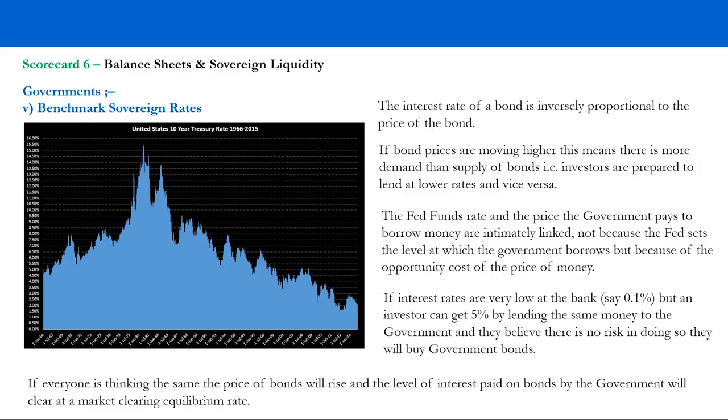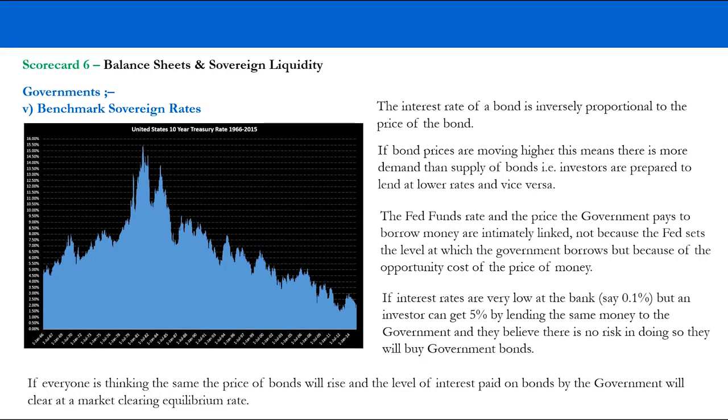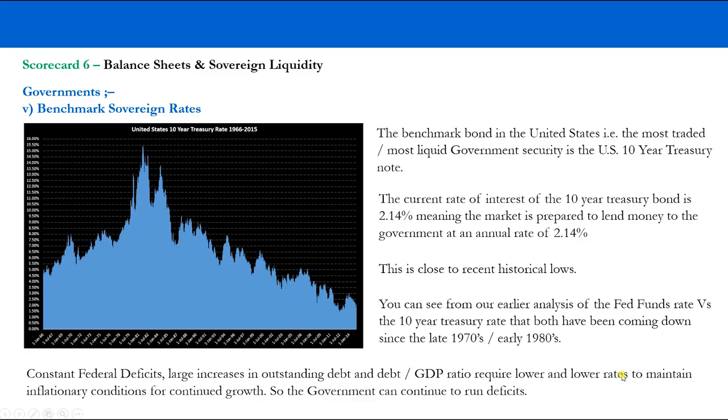So they go out and buy government bonds. Well, if everybody's thinking the same, the price of bonds will rise and the level of interest paid on those bonds by the government will clear at a lower rate, at a market clearing equilibrium rate. So although the Fed funds rate is separate to the interest rate on government bonds, they are intimately linked through the mechanism of the opportunity cost or price of money. So whether we like it or not, the two are intimately linked. Let's look into this further.